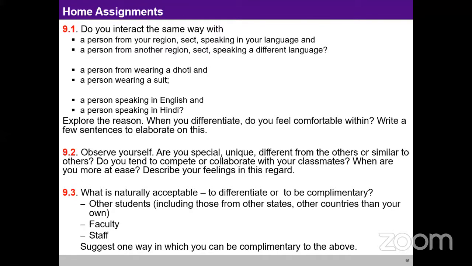When you differentiate, do you feel comfortable within? When you do it for yourself and when somebody else does it for you. Write a few sentences to elaborate on this. This is one part of the assignment.